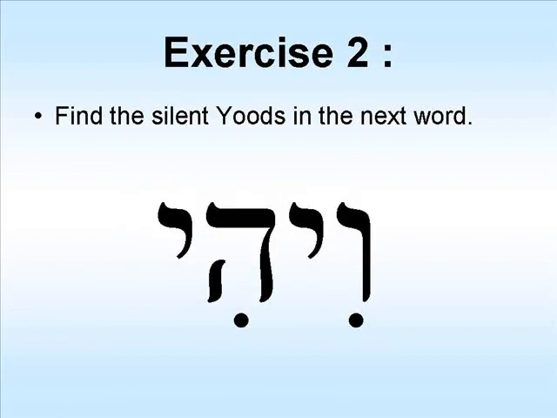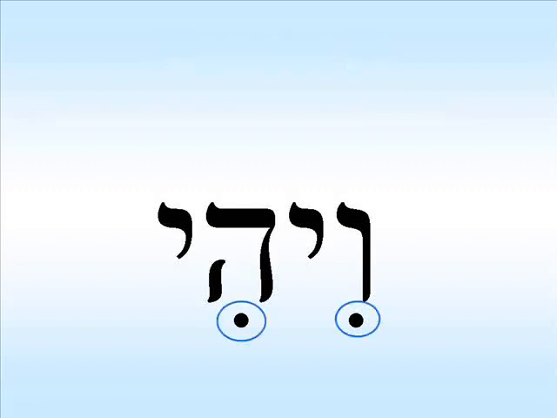Exercise 2. Find the silent Yoods in the next word. Vi-hi, vihi. We have two Yoods with no dottings or vowel letters attached to them, and before them we have chiriks, two chiriks. Therefore, both Yoods are part of the long E sound, and both Yoods are silent.